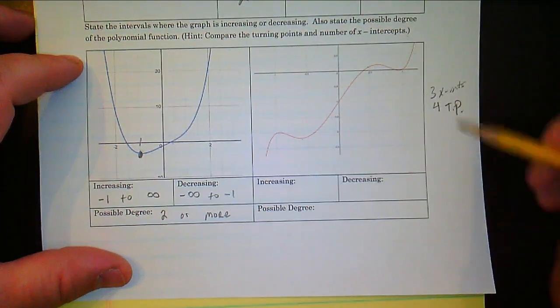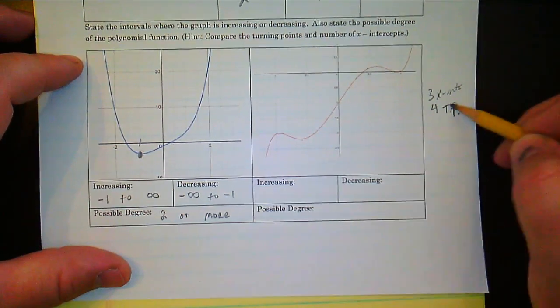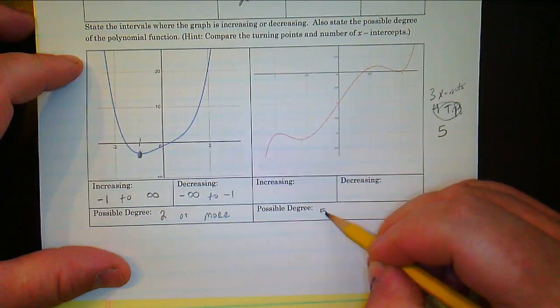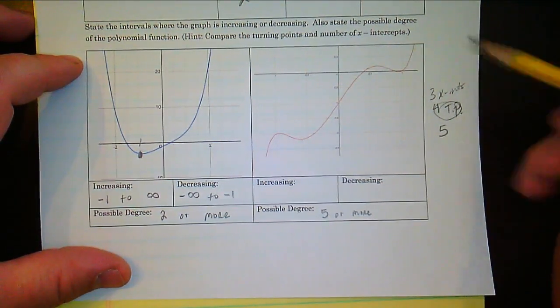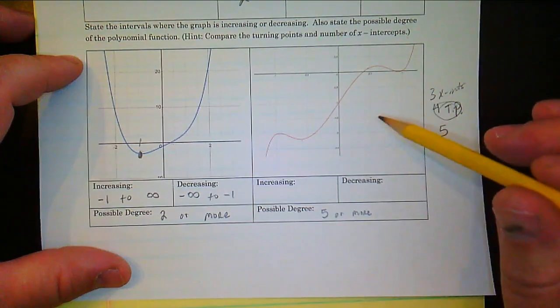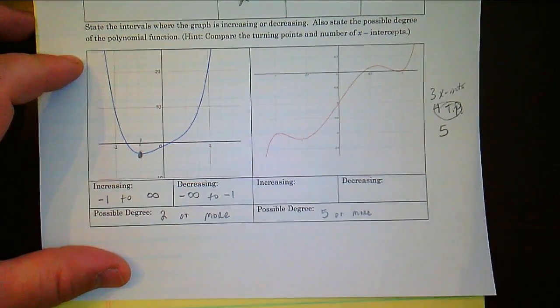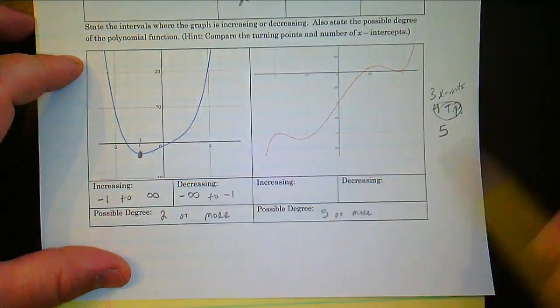The maximum number of turning points is 1 less than the degree. So the degree has to be at least 5. Now, one of the things we're going to find out also in the near future is that this is going to be an odd degree. This will be even and this will be odd. You'll see why soon. This is odd degree and this is an even degree.